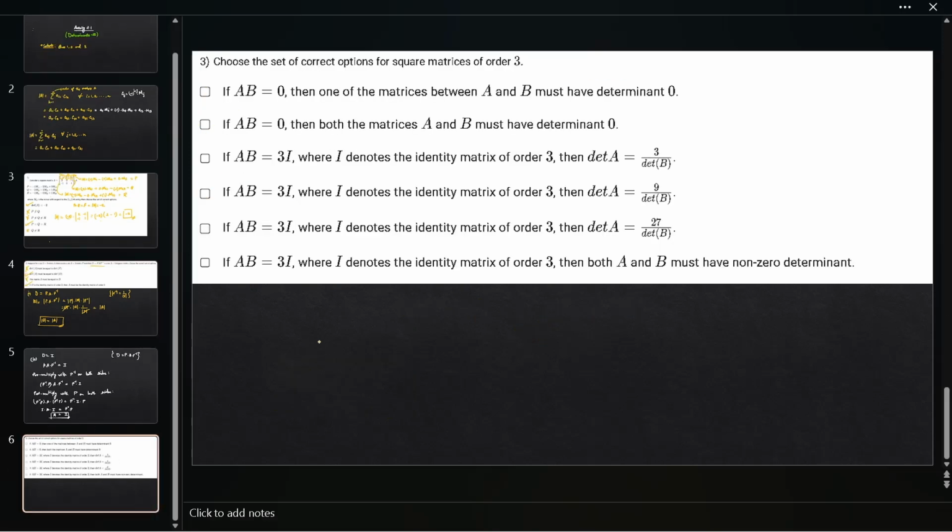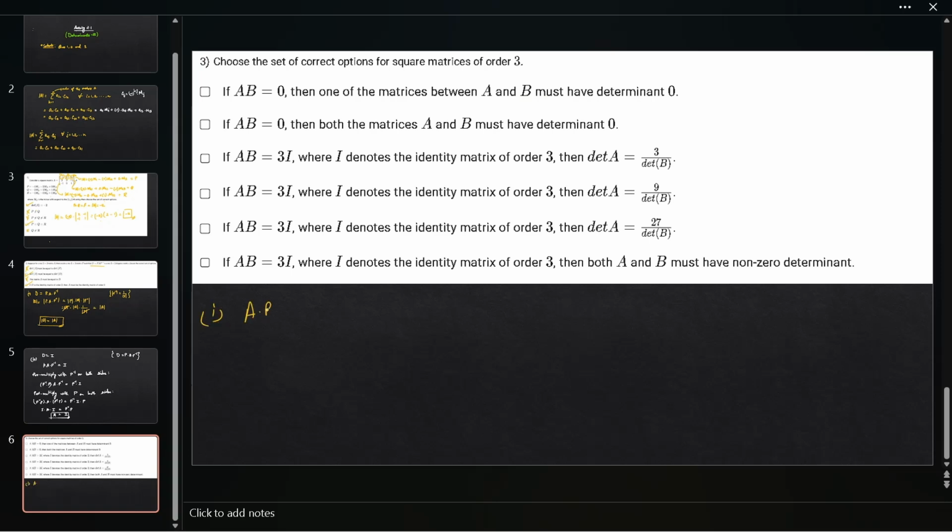Okay, moving on to question 3, we have to choose the correct options for square matrices of order 3 cross 3. That means A and B both are square matrices. So if A times B is equal to 0, then one of the matrices between A and B must have determinant as 0. Okay, so what about option 1?